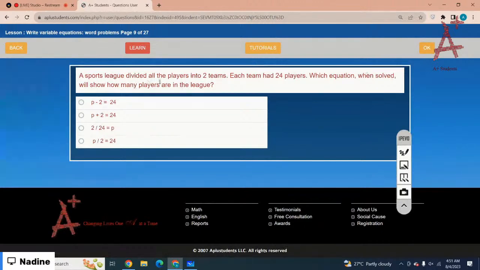A sports league divided all the players into two teams. Each team had 24 players. You don't know the total number of players. The league just divided them into two teams. So it would be P over 2, and in each team you have 24. So it would be P over 2 equals 24, right?